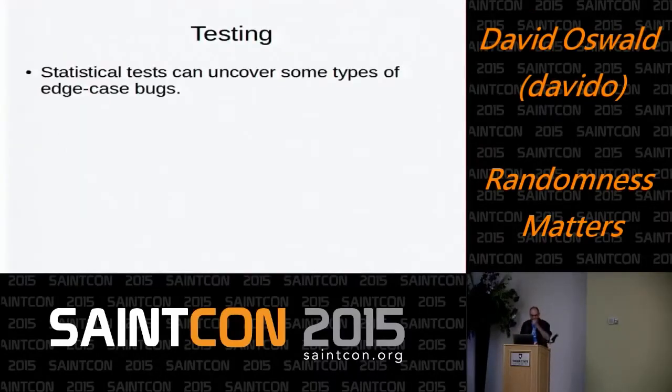What about testing? Well, I've found in my own testing that statistical tests are good for one thing, and that's just for making sure that there are no edge cases, right? That I am actually getting a 0 once in a while. That kind of thing. That's about all they're good for. They can uncover some types of edge case bugs, fence post errors. Are we getting a random number at all? That sort of thing.